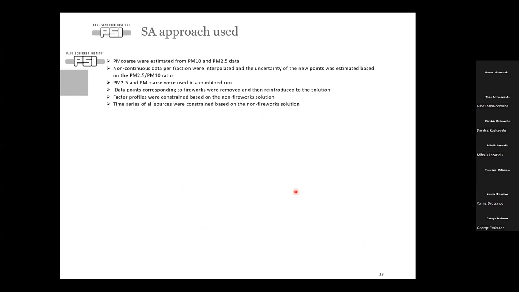But what we end up doing is interpolating the different data sets to PM2.5 and PM10, and then we use those data sets to estimate the coarse fraction. To do that, the interpolation was easy. We just did a linear interpolation. What was a bit tricky was to find a way to estimate the uncertainty of the interpolated points.